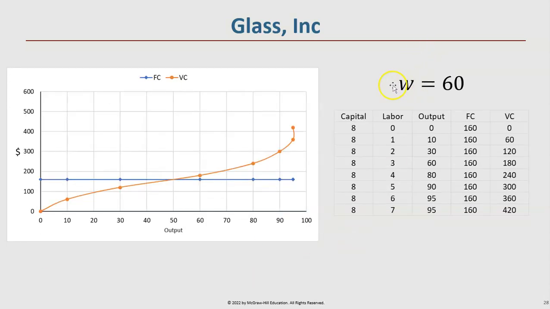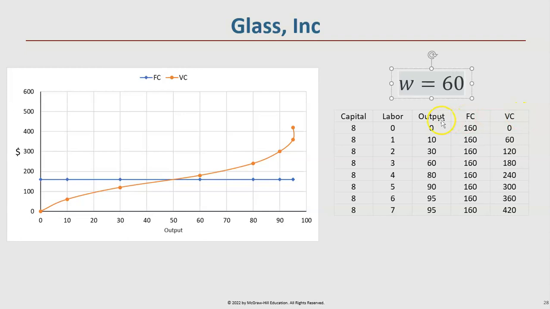Okay, the wage rate at which we can hire workers is $60. And so if you multiply 60 by the labor column, you'll get the variable cost. So variable cost begins at 0, and then when one worker is hired, it's equal to 60. When the second worker is hired, variable costs are equal to 120. So that's a linear relationship between labor and the variable cost.